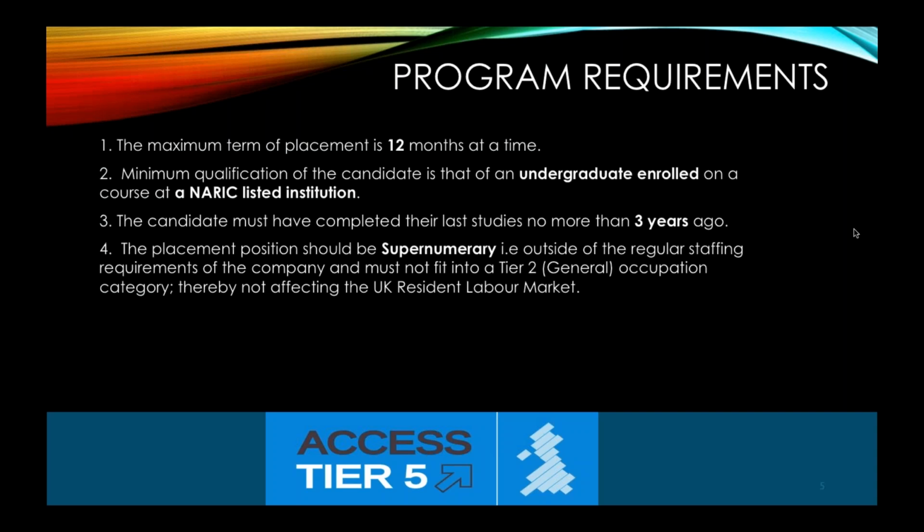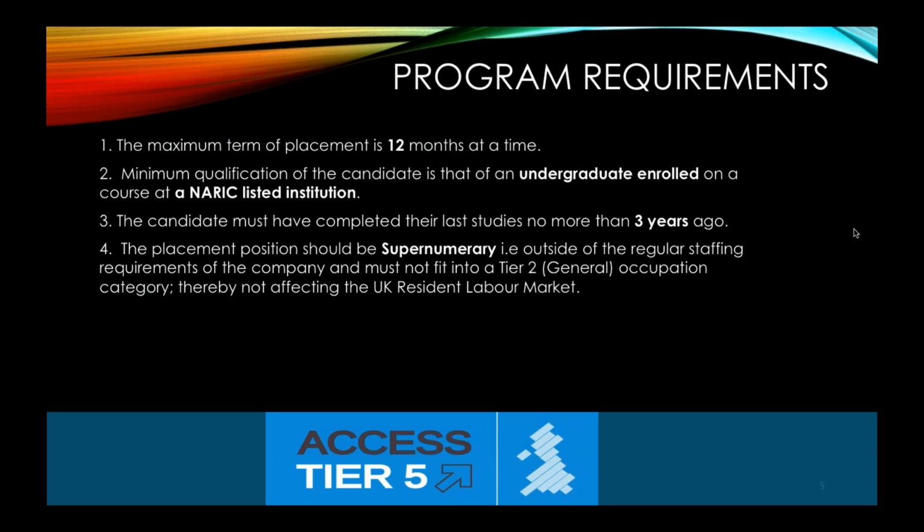visa scheme. The placement position that's offered to you must be supernumerary. What that means is that it should be outside of the regular staffing requirements of the company. So let's say it takes 5 people to run a business successfully. A supernumerary position would be a 6th position that is created not for the benefit of the company, but for your benefit. And that's why under Tier 5, the role that's offered to you must be temporary. It shouldn't last longer than 12 months, and it should be like a learning program, a work experience, a placement or an internship.